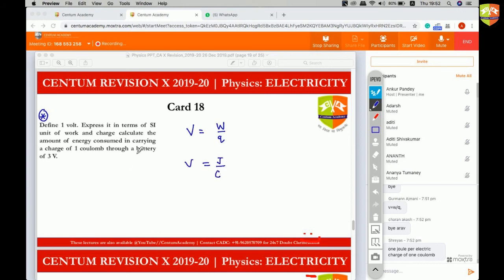Define 1 volt. This is the mathematical thing they are asking. Define 1 volt. Express it in terms of SI unit of work and charge. Calculate the amount of energy consumed in carrying a charge of 1 coulomb through a battery of 3 volts. This is absolutely important.